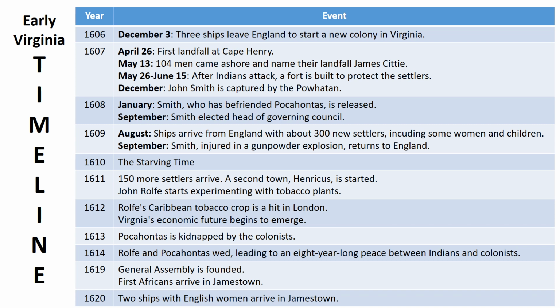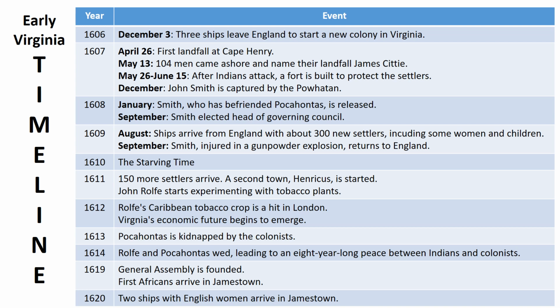December 1607. John Smith is captured by the Powhatan. January 1608. Smith, who has befriended Pocahontas, is released. September 1608. Smith elected head of governing council. August 1609. Ships arrived from England with about 300 new settlers, including some women and children. September 1609. Smith, injured in a gunpowder explosion, returns to England.